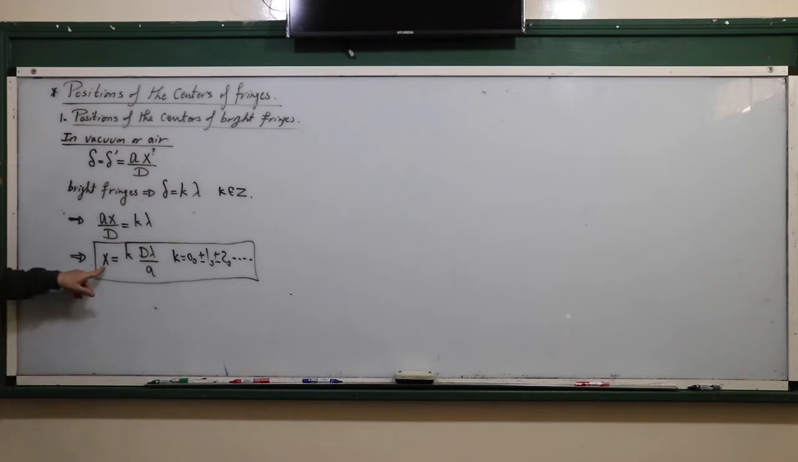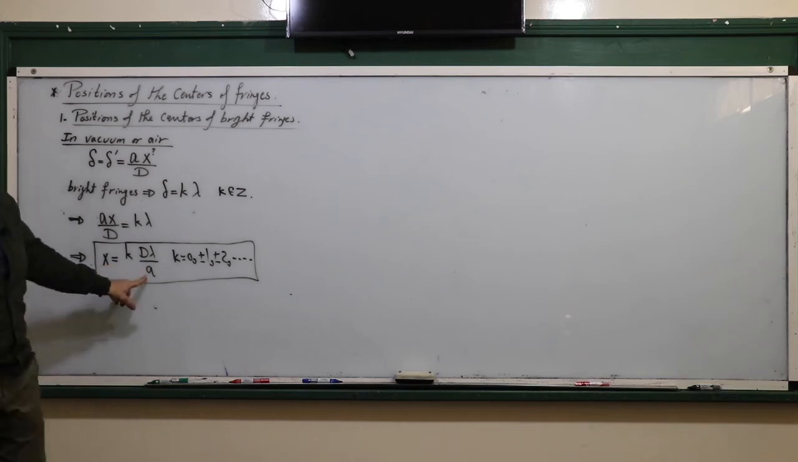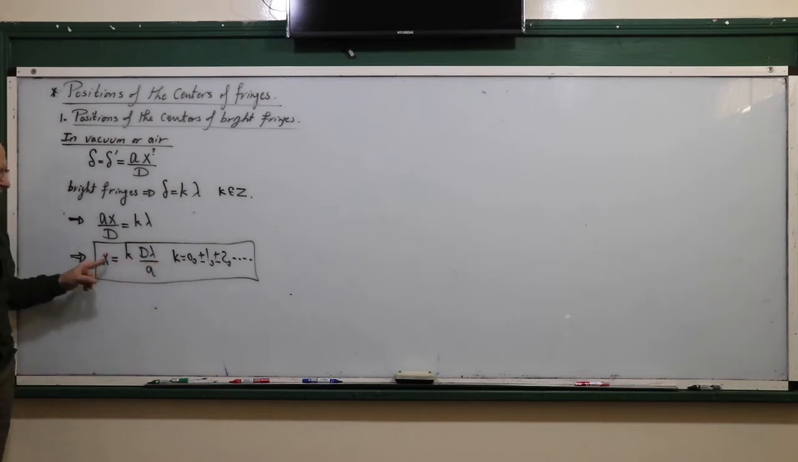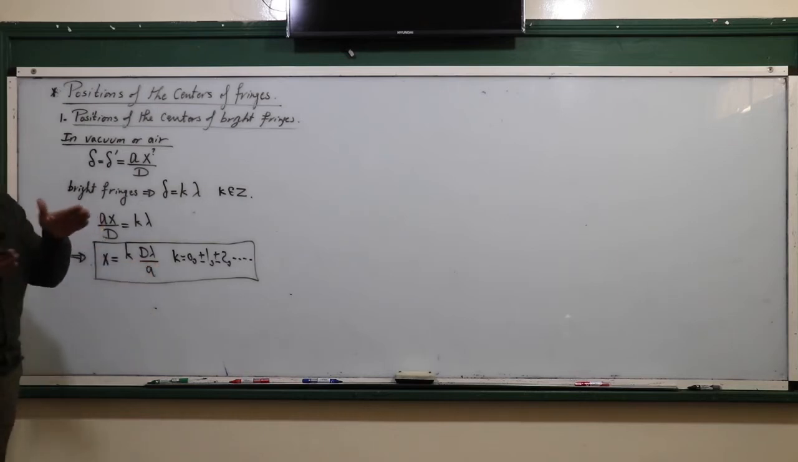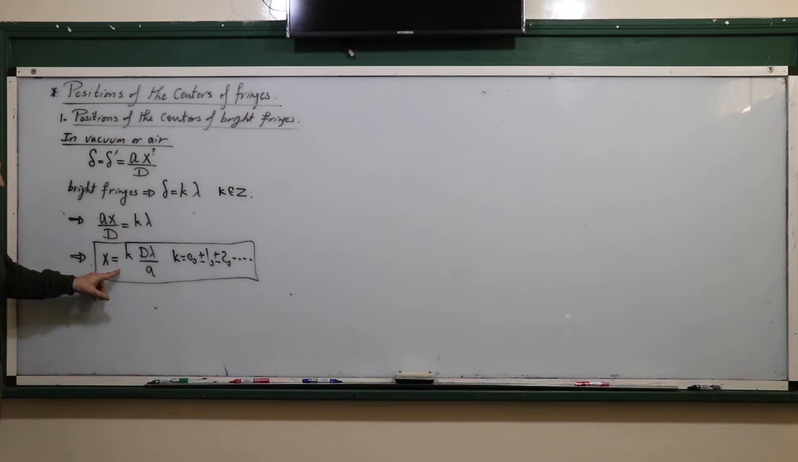Now, as you see, the positions depend on D, on lambda, and on A. If D increases or lambda increases, X increases. The distance between the centers from O increases. Look here, X and A are inversely proportional. If A increases, X decreases. The fringes become nearer to each other, and vice versa.